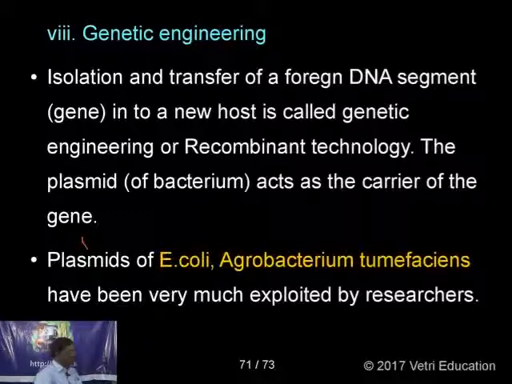Many new experiments are done in this regarding diabetic patients. Insulin producing genes are available and may be incorporated so that we can reduce these problems, and people with many hormonal disorders are given particular hormones through this biotechnology. Thus the plasmids of E. coli and Agrobacterium tumefaciens have been very much exploited in research work. They are the ones used in this research work of genetic engineering.